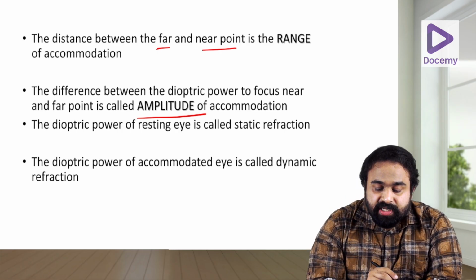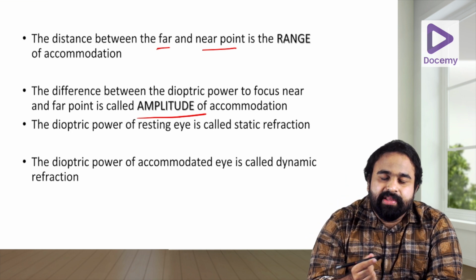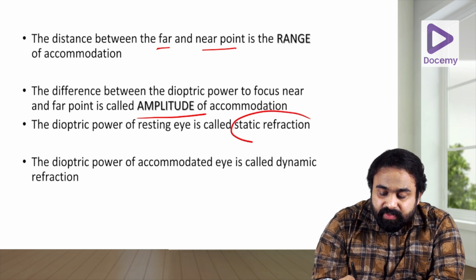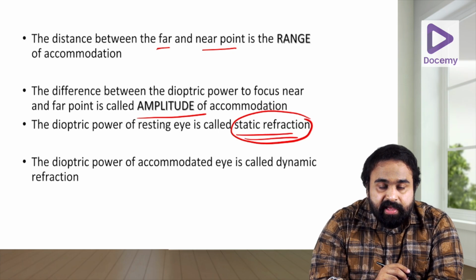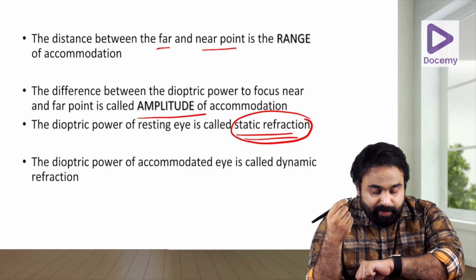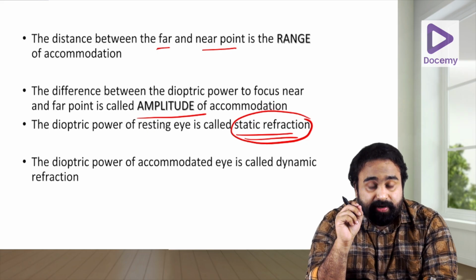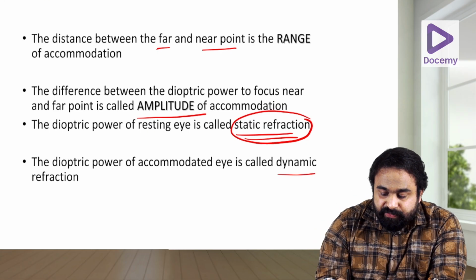And the dioptric power of a resting eye, or an eye used to look far without any accommodation, is called static refraction. These are all terminologies which are very important for MCQ questions. And the dioptric power of an accommodated eye: now I am looking at my watch and there is accommodation in action. Now the power is also different, and this power is called dynamic refraction.